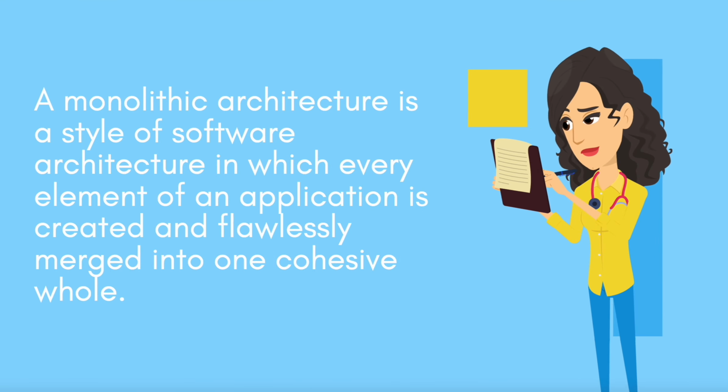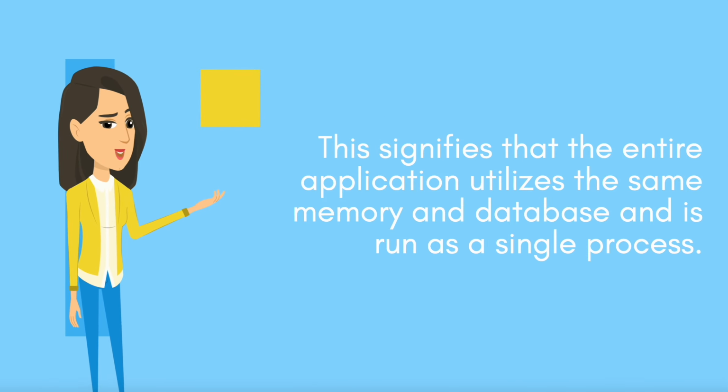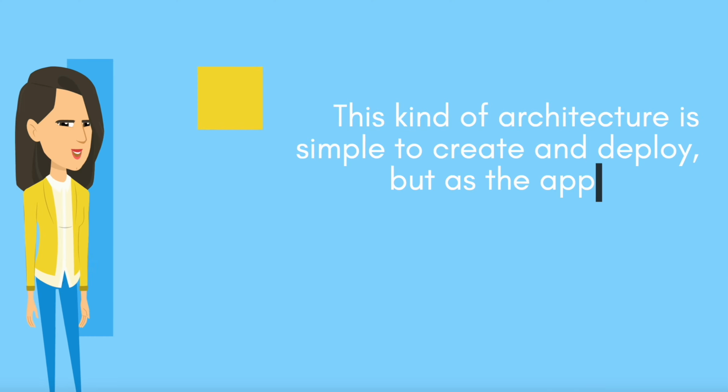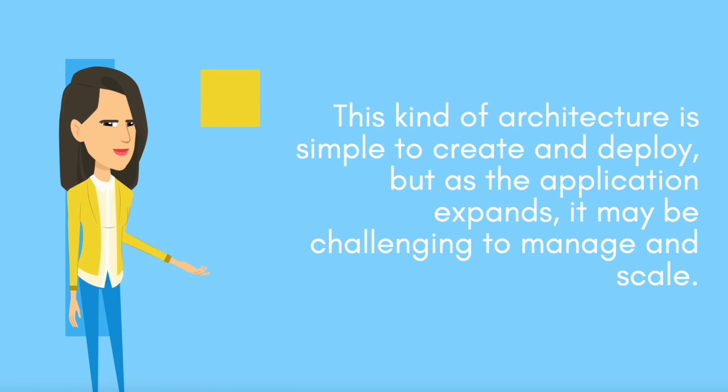A monolithic architecture is a style of software architecture in which every element of an application is created and flawlessly merged into one cohesive whole. This signifies that the entire application utilizes the same memory and database and is run as a single process. This kind of architecture is simple to create and deploy, but as the application expands, it may be challenging to manage and scale.